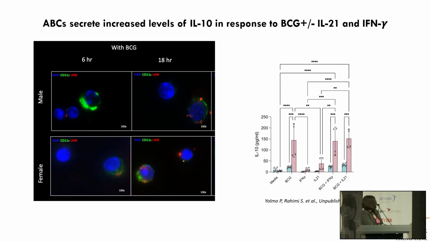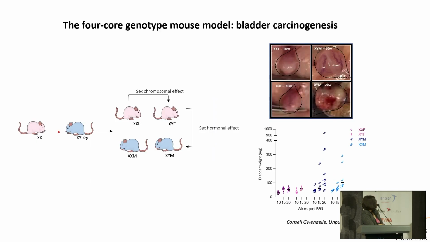And in green is CD11C, which is a marker of atypical B cell, and in red is lipoarabinomannan, which is staining for BCG entering the B cells.